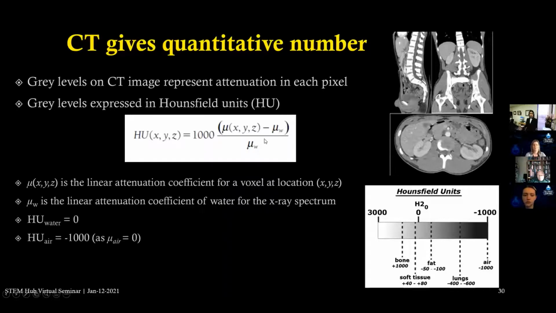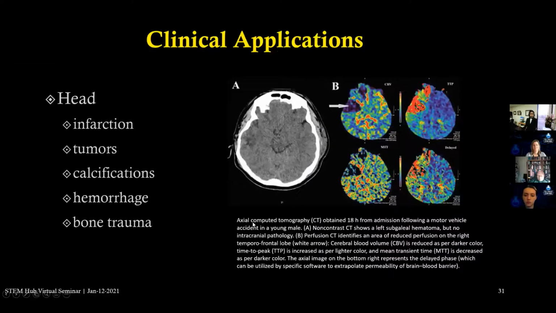So this basically gives a quantitative number if you're interested in segmenting, maybe, the liver. These numbers are very useful to automate the segmentation. Okay, so these are some clinical applications of CT. It's the most commonly used modality for the head because it's very fast, and it's mainly used for trauma or stroke, hemorrhage, and if there are any tumors.